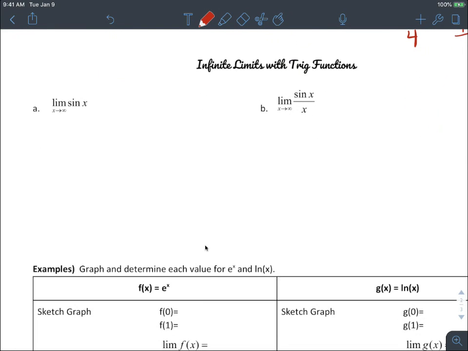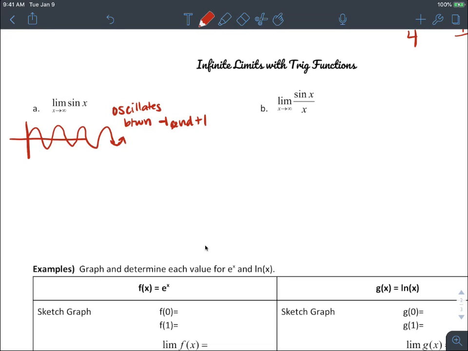So the limit as x approaches infinity of sine x. I want you to think about what sine x looks like. I remember that it oscillates like this. So as I go out towards infinity, we're just going to keep bouncing. So this oscillates between -1 and +1.